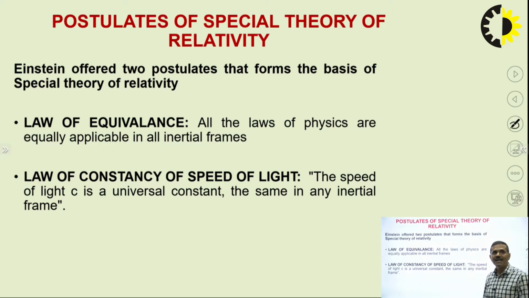The second postulate is the law of constancy of the speed of light. According to this, the speed of light is a universal constant, and it will remain the same in all inertial frames of reference. Here C represents the velocity of light in vacuum. So the velocity of light in vacuum remains the same. It will be independent of the frame of reference.